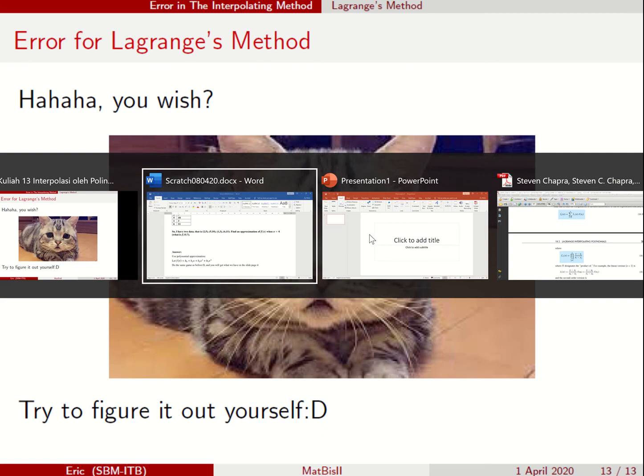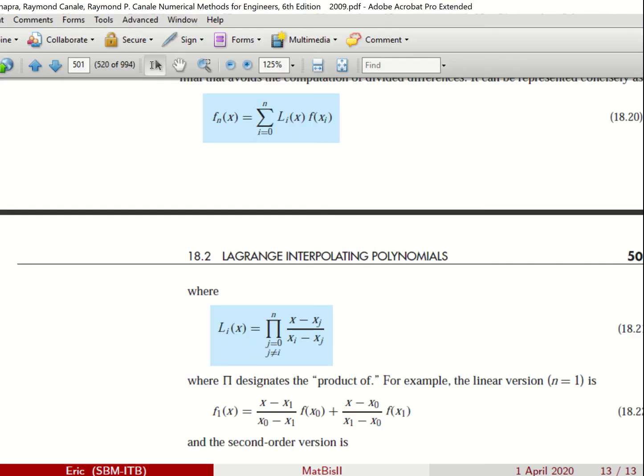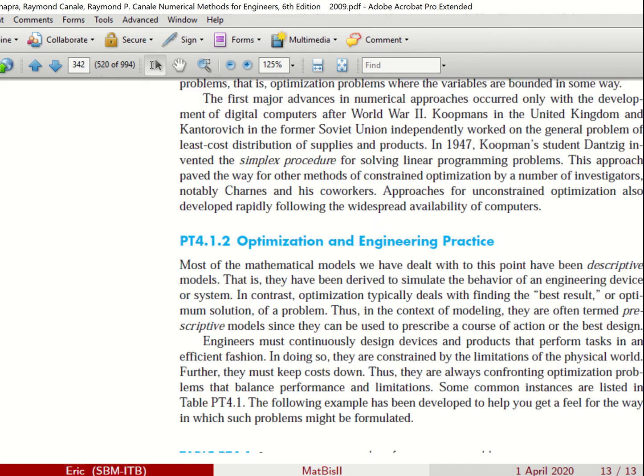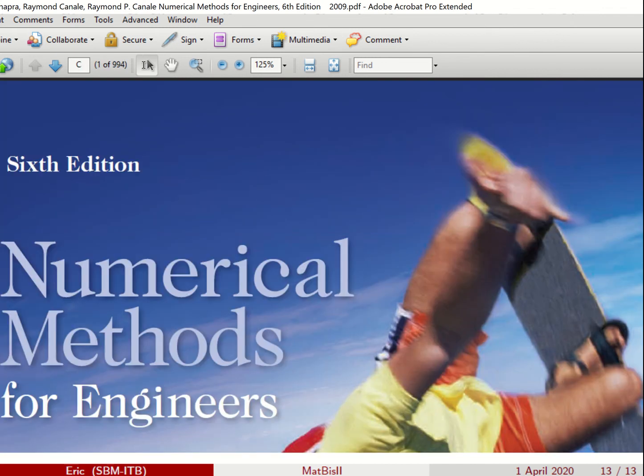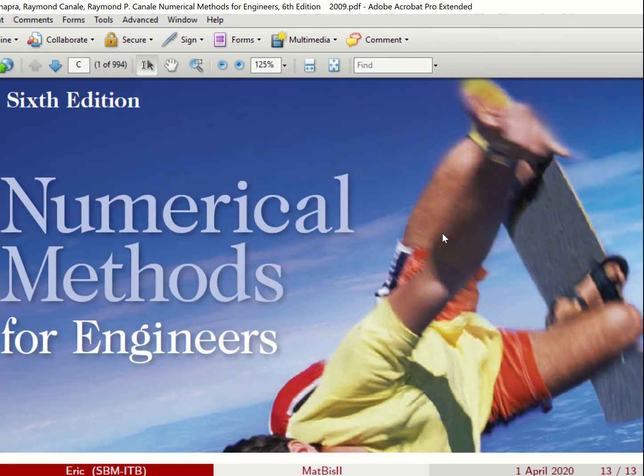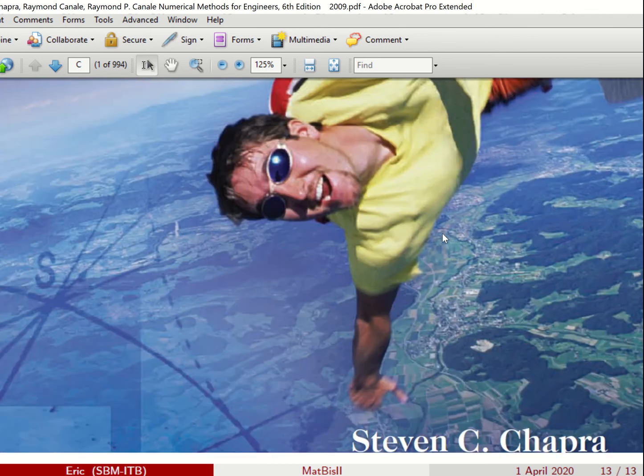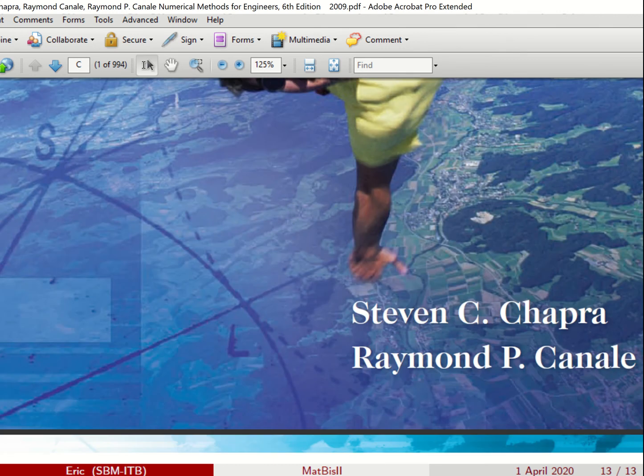And from last week, finding roots, we are going to use this book, Numerical Methods for Engineers, by Steven Chapra.